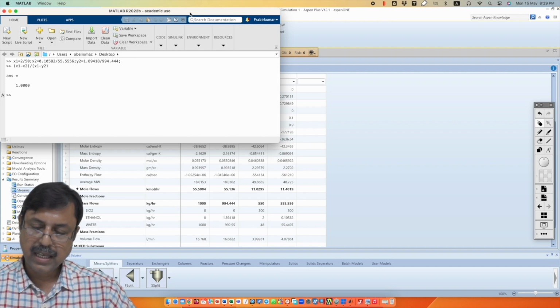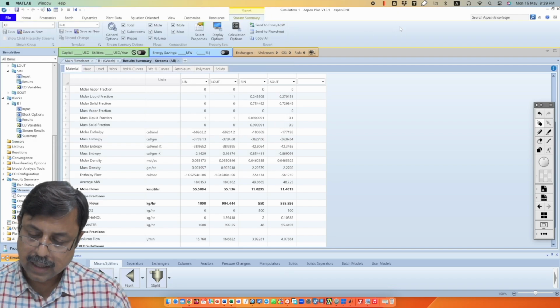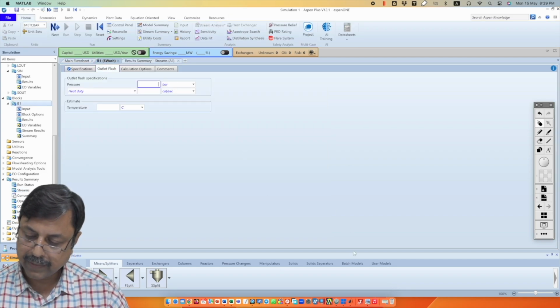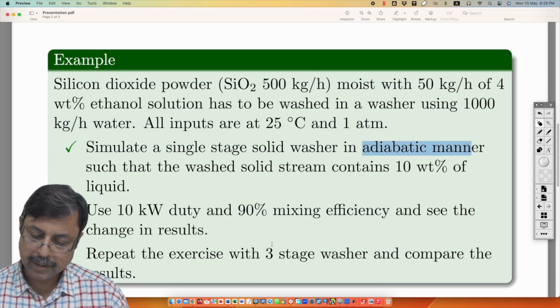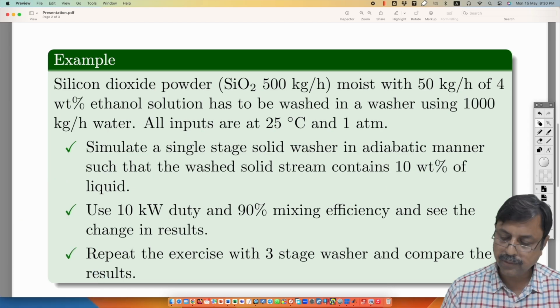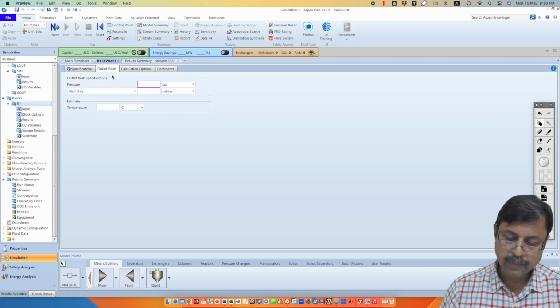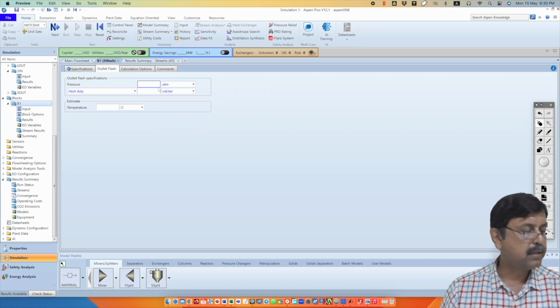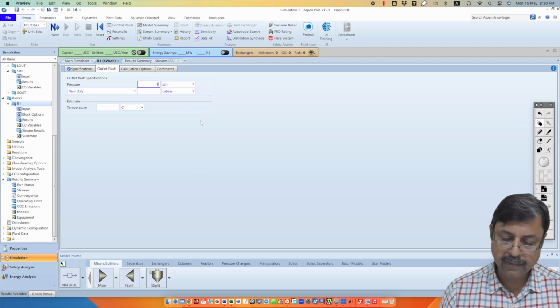Okay. Now, let us change the problem, the second problem, which says we have to use 10 kilowatt duty and 90% mixing efficiency. So in our second problem, we will use the outlet flash condition. The pressure is unchanged. Nothing has been talked about pressure. So let the pressure be 1 atmosphere itself.